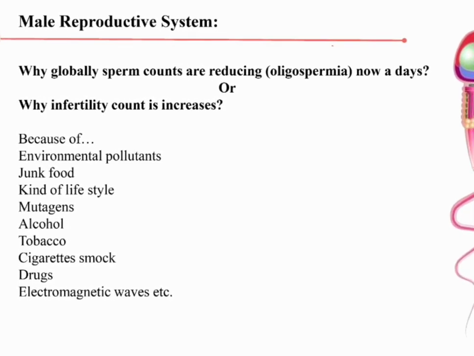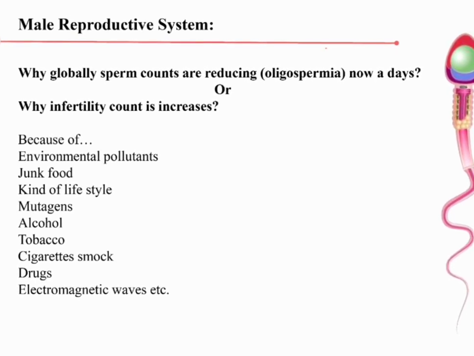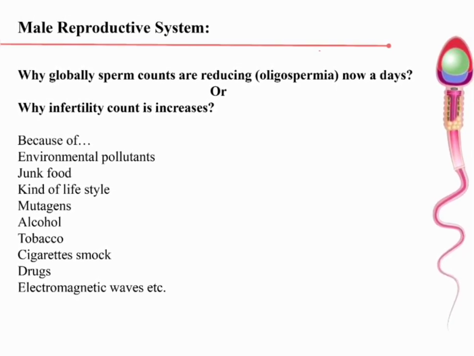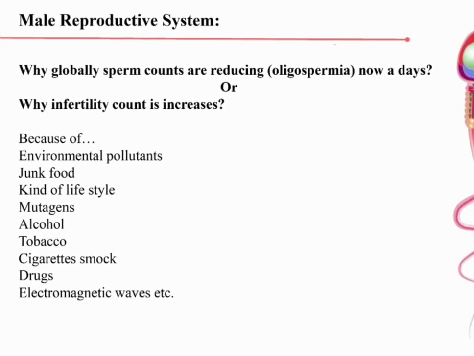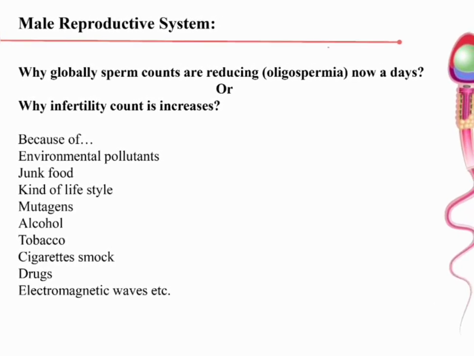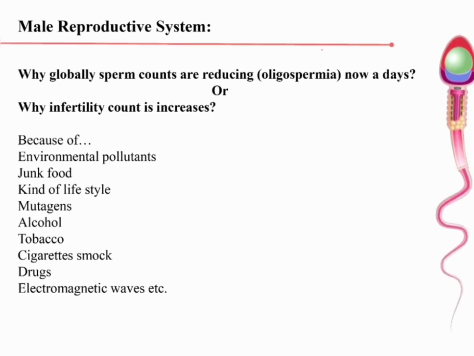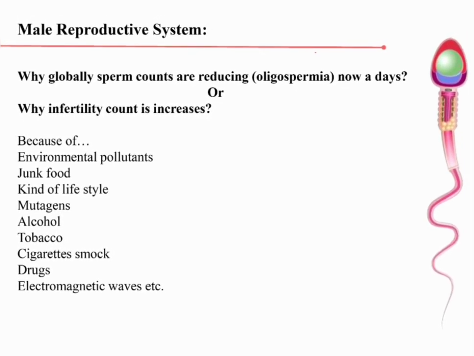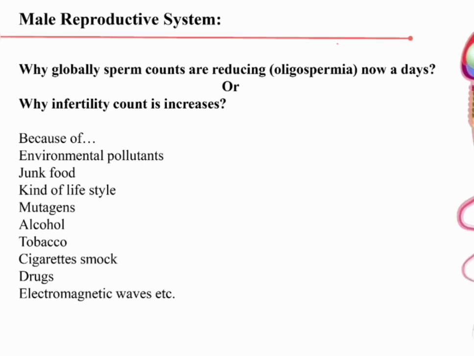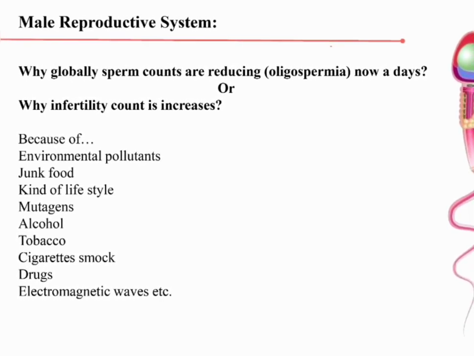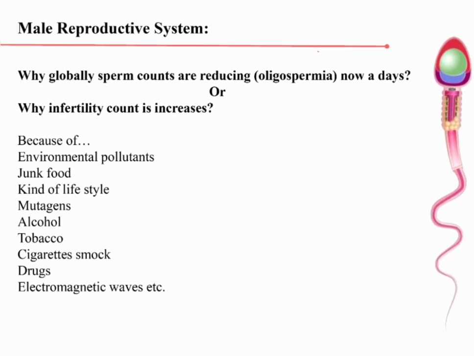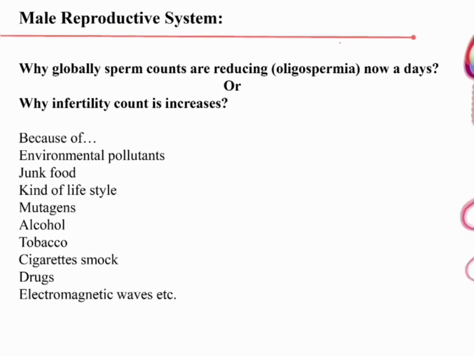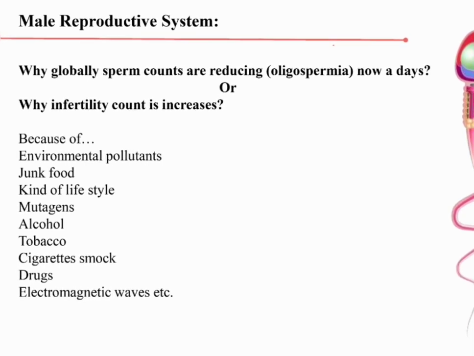Why are sperm counts globally reducing, oligospermia, nowadays? Or, why is the infertility count increasing? Global sperm counts are reducing because of environmental pollutants, junk food, kind of lifestyle, mutagens, alcohol, tobacco, cigarette smoke, drugs, electromagnetic waves, etc.